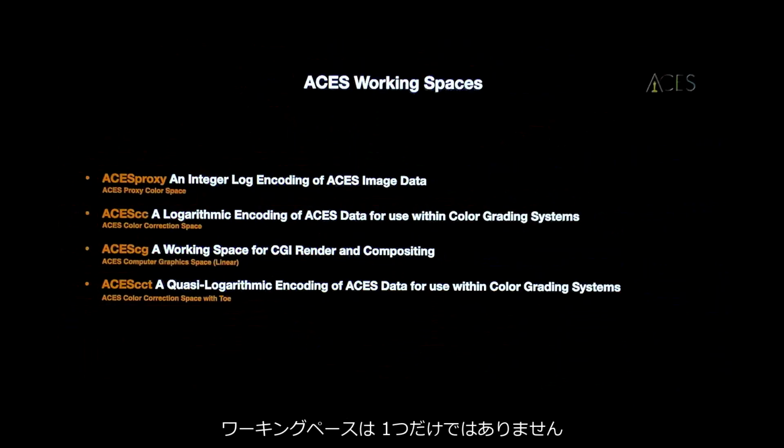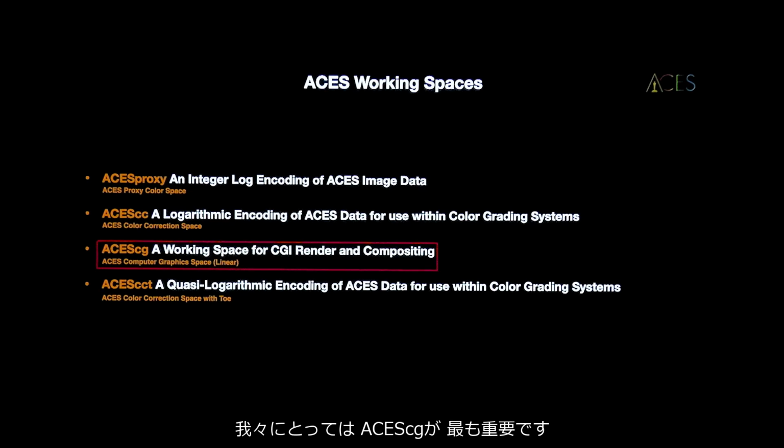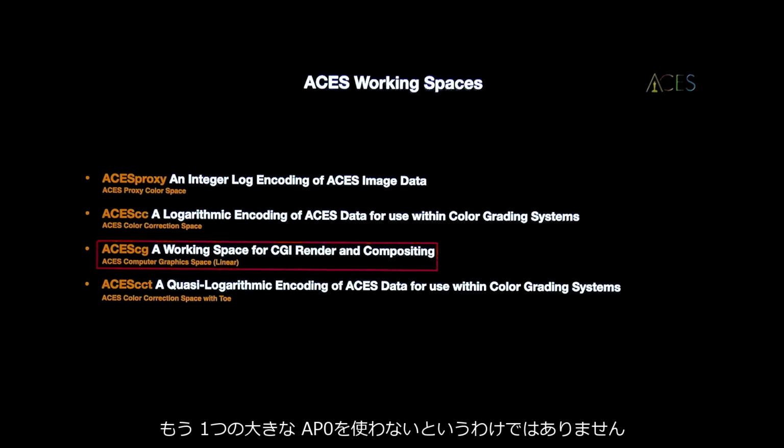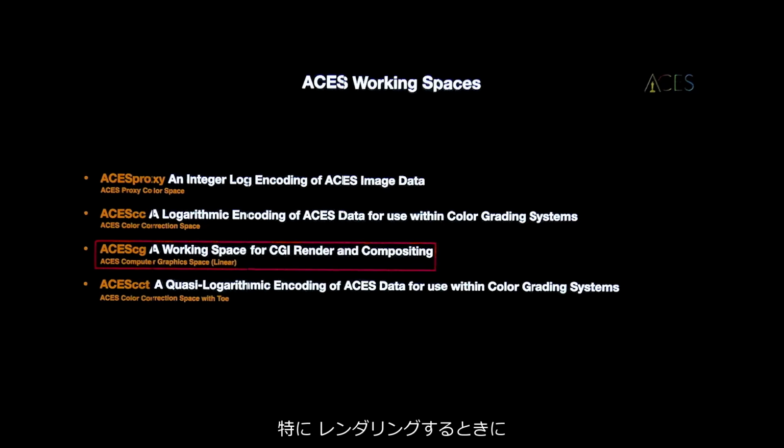As I said before, there is not just one working space, which is the color space used for handling the color. So there is the ACES proxy, the ACES CG, ACES CC, and ACES CCT. The CC and the CCT is for colorists. So it's logarithmic. It's not for us. We need to work in a linear fashion. So this one, the ACES CG, is the most important for us. It doesn't mean that we are not going to use the other, the big one, the AP0. But when we are handling things, everything is going to get in there, especially when we are generating renders.